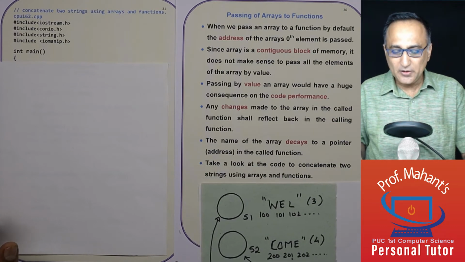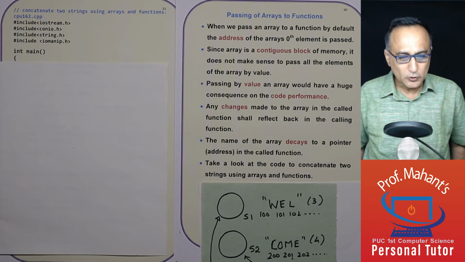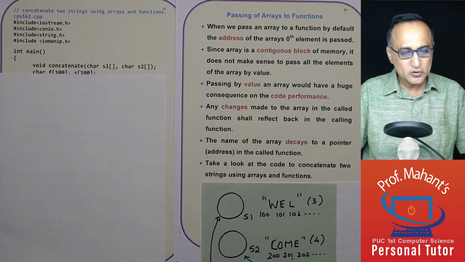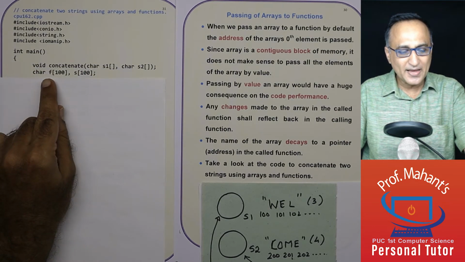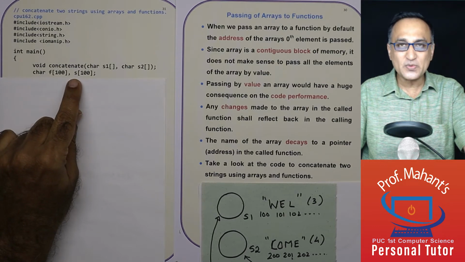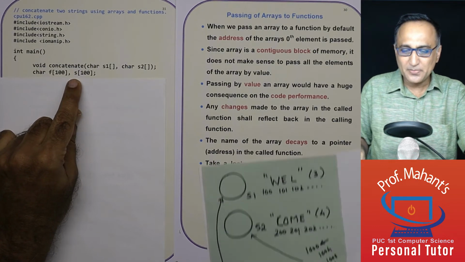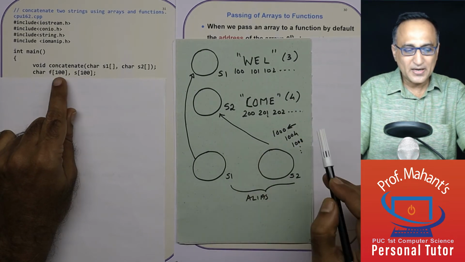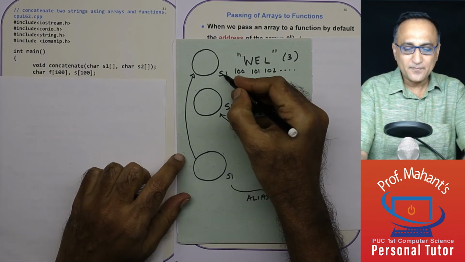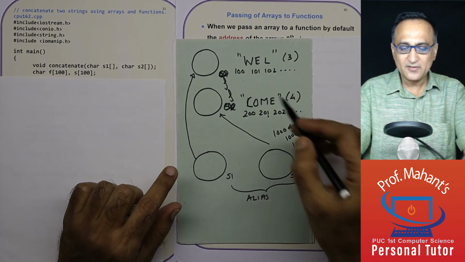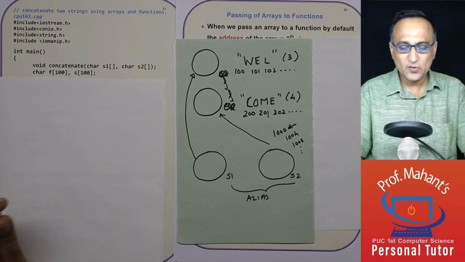So let's take a look at the code to concatenate two strings using arrays and functions. What I have done is, I have declared two arrays of type character, first and second. I am going to join first with second. So just to make it simple, let's keep the messages WEL and COME. The first one contains WEL and the second one contains COME.